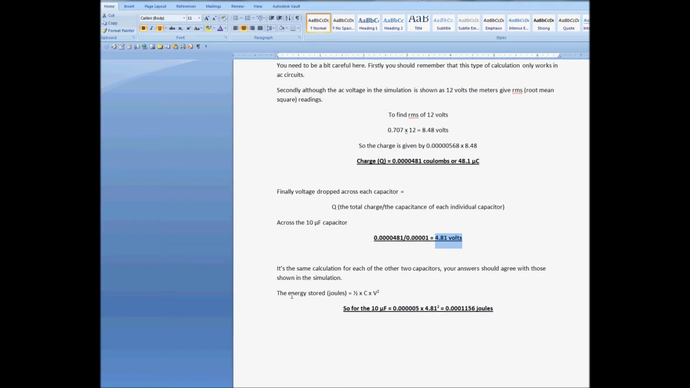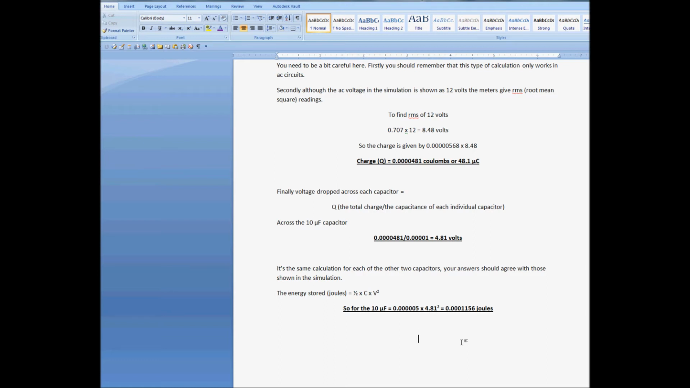The final thing you need to work out is the energy stored, and the formula for that is half times the capacitance times the voltage squared. So I've taken the 10 microfarad capacitor again. This is the half of the capacitance. This is the voltage squared. We multiply those together and we come out with an answer of 0.1156 millijoules, or 115.6 microjoules. You need to do the same for the other three capacitors.